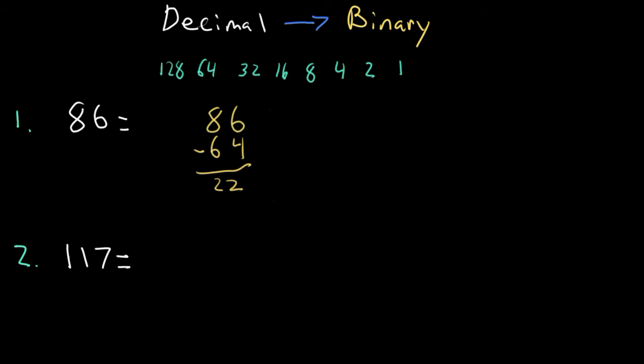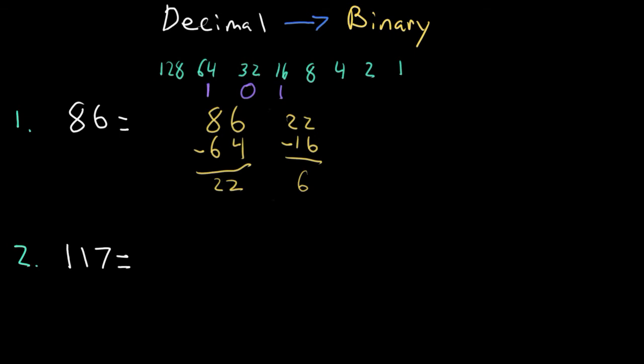Now we're going to put a 1 in where 64 is, because 64 does fit into 86. So now we're going to continue down the line. Does 32 fit into 22? Well, 32 does not fit into 22, so we're going to put a 0. What about 16? Does 16 fit into 22? Yes, it does. So we're going to put a 1, and we're going to subtract 16 from 22. So 22 minus 16 equals 6.